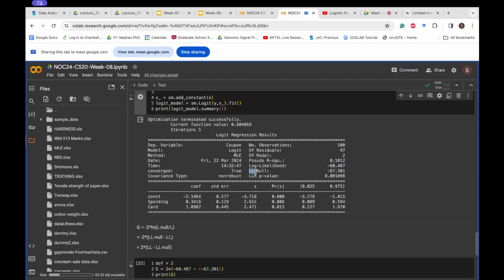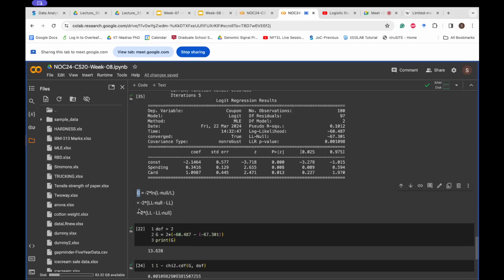It is the log likelihood score for the null model. And what is the null model? When we don't take the independent variable into consideration. And LLR is the log likelihood with respect to the regression model, and the log likelihood with respect to the null model takes no independent variable into consideration. So this ratio is called the G statistic, and it follows a chi-square distribution.